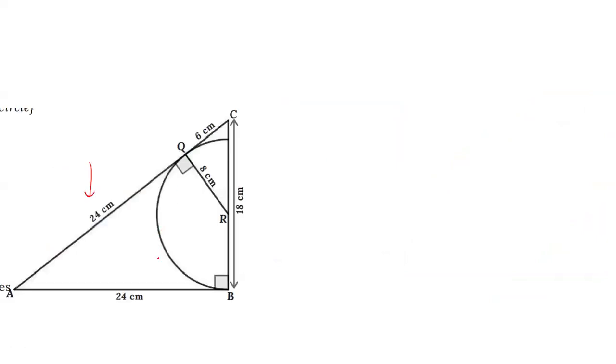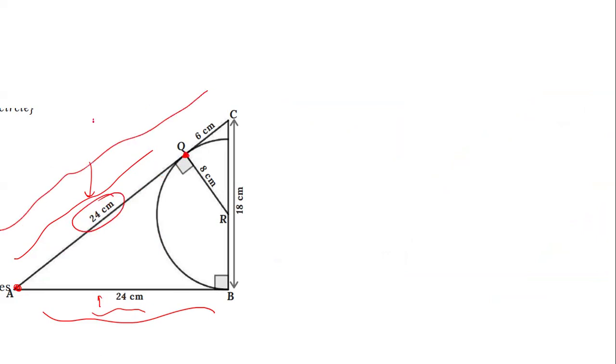So you can see here in the problem it is given 24. From the A point there are two tangents, one is this and one is this. If this length is 24, then this length is also 24 till the point Q. And we know the whole length is 30 centimeter. So the remaining QC part must be 30 minus 24, which is 6 centimeter. And we know this whole is 18 centimeter given in the problem.